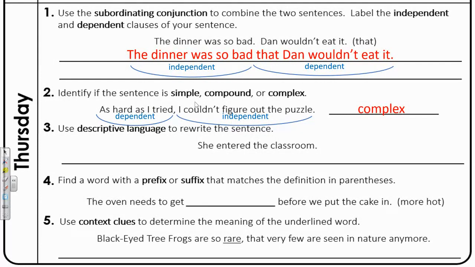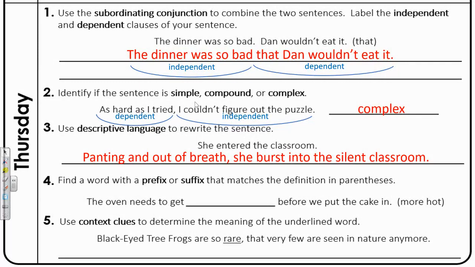Number 3 are my favorite kinds. Use descriptive language to rewrite the sentence. She entered the classroom. Right now, that's a 4-word sentence that seems pretty boring in my opinion. So I'm going to jazz it up a little bit. Let's see what I did.